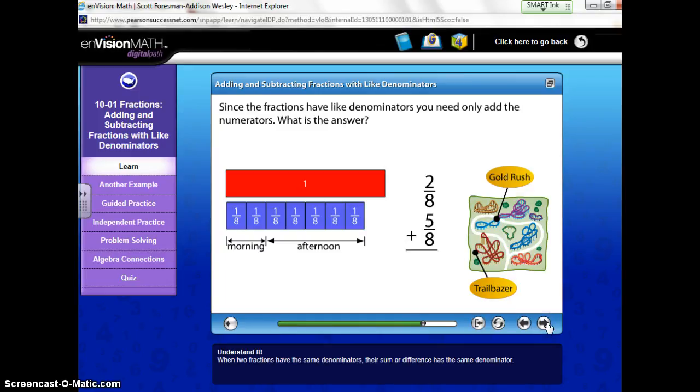How do you know that 7/8 is in simplest form? Sarah? Because they're one number apart. They are only one number apart, and that's a great sign that tells you it's in simplest form. Okay.